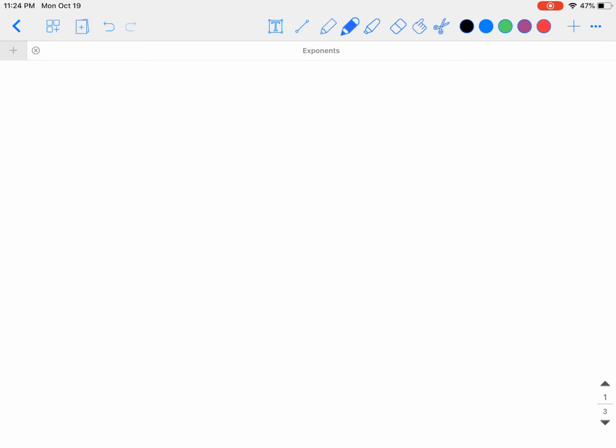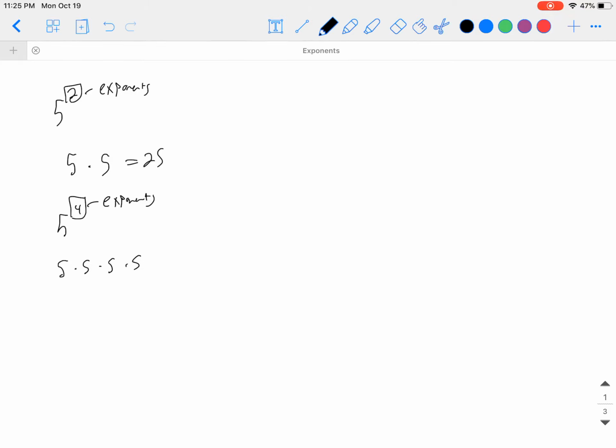Well, as we all know, if we have a number like 5 and we square it, the 2 is an exponent. What this means is that we multiply 5 by itself twice. Or we have two 5s in the expression, so this would be 25. So for example, if we had 5 to the 4th, this would again be the exponent, and this means we need to have 4 5s in the expression. So we'd have 5 times 5 times 5 times 5.